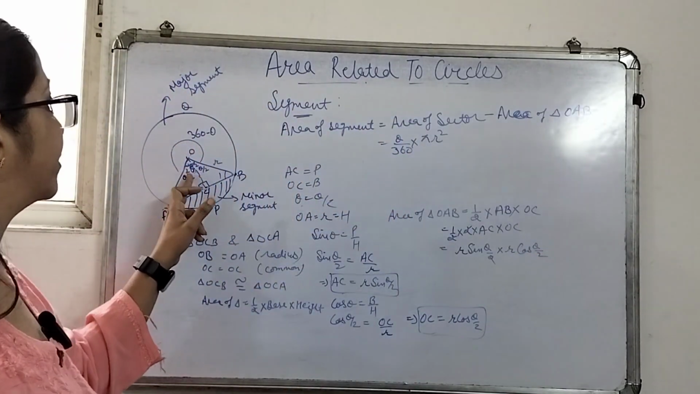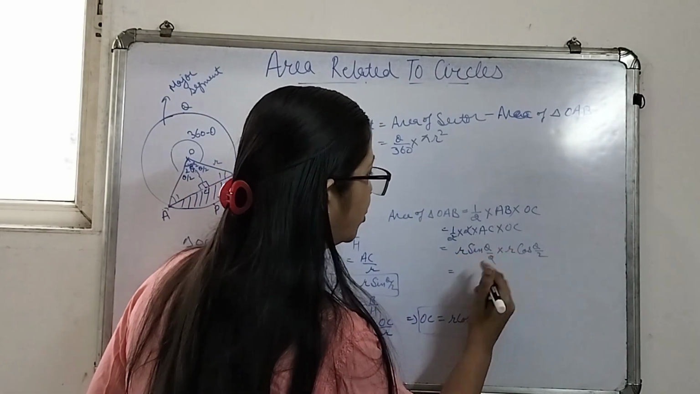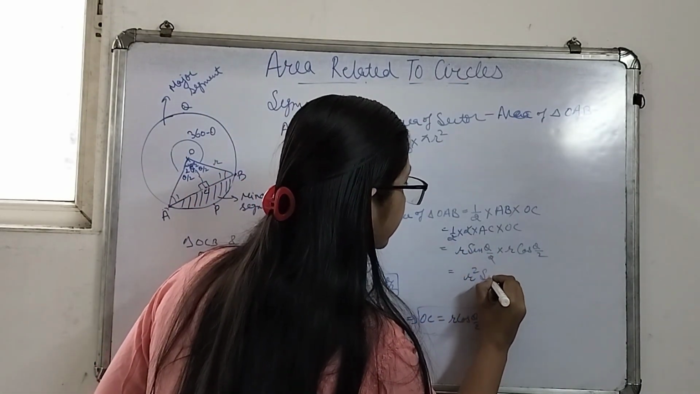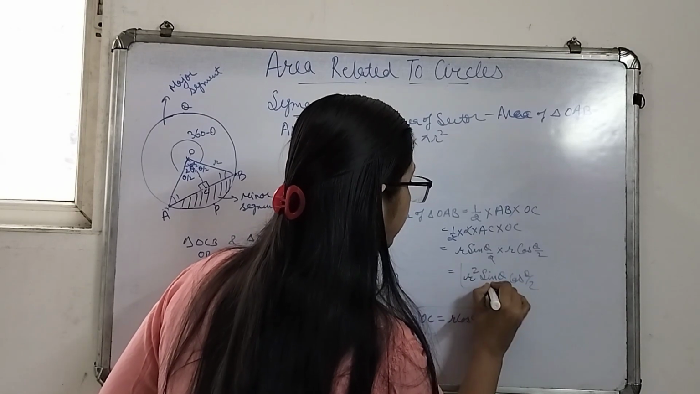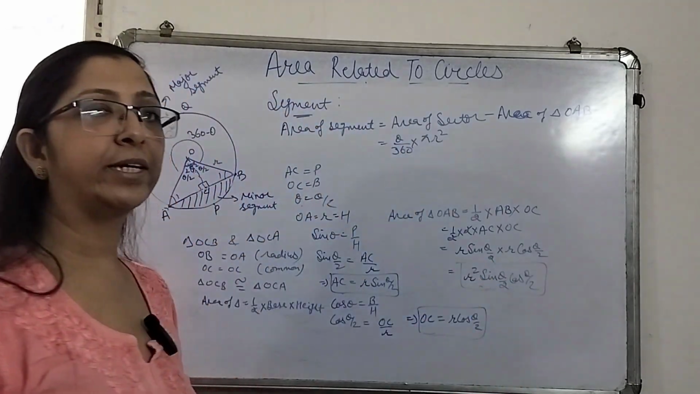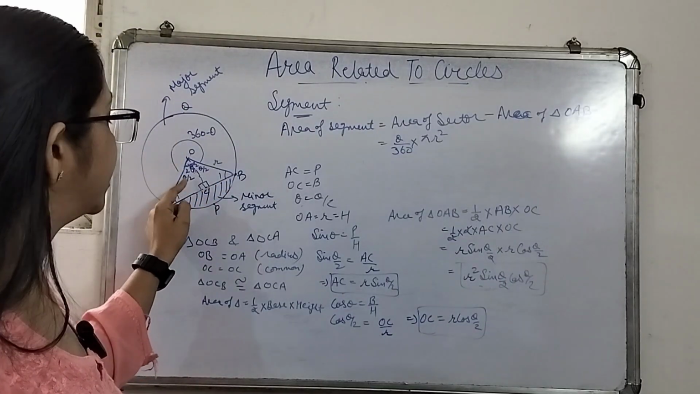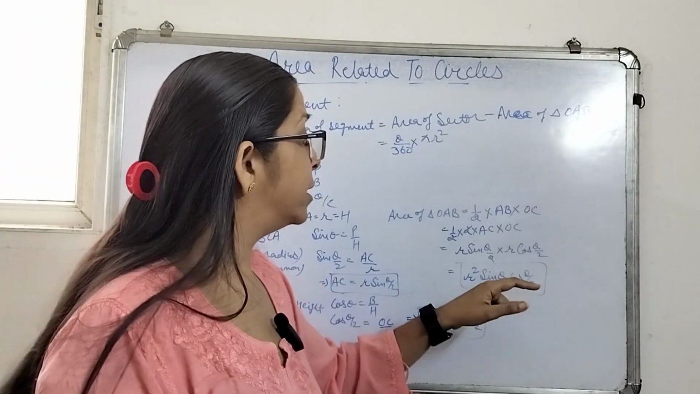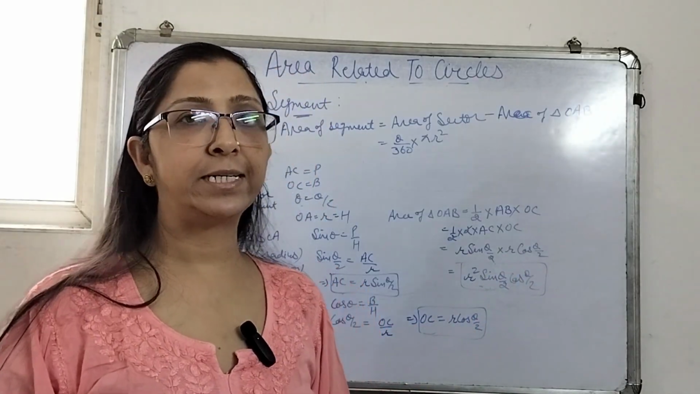So if the central angle is theta, then the area of this triangle will be R into R, which becomes R square sine theta by 2 cos theta by 2. This is the formula by which we can find the area of this triangle, where theta is the central angle. This is the formula we will be using when theta is more than 90 degrees.